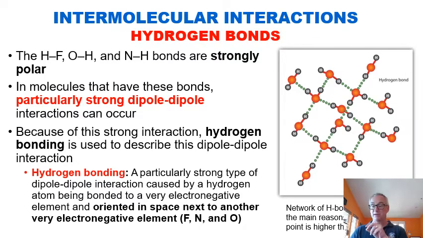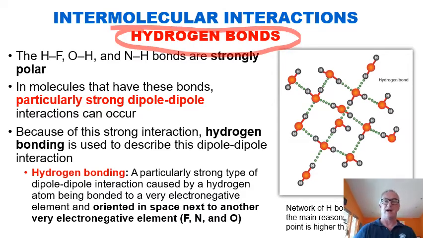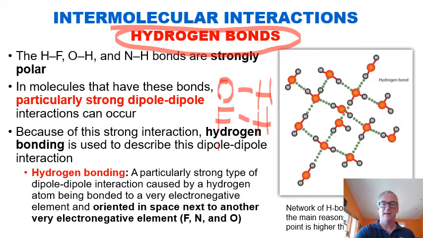Now we have a special dipole-dipole interaction that I mentioned before called hydrogen bonding. Hydrogen bonding in biology is extremely important, so it's important that we understand what it is. These are particularly strong dipole-dipole interactions, and the reason is because these bonds are very polar. As I mentioned, they take place between oxygen and hydrogen, fluorine and hydrogen, and nitrogen and hydrogen. Those are the three most electronegative elements there are: oxygen, fluorine, and nitrogen.